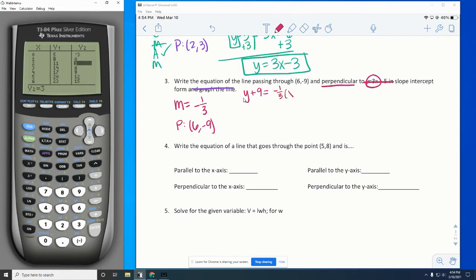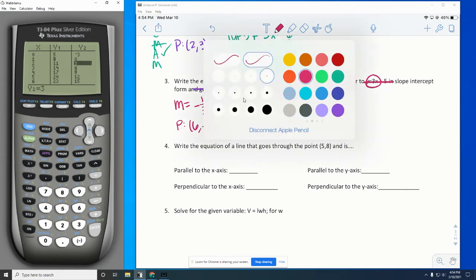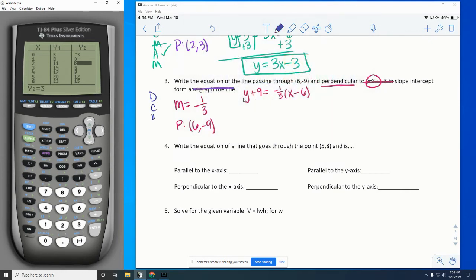M, x, opposite sign, x point. And from here, we're going to use our "don't call me after midnight" again. We're going to do the same 2 steps. So distribute, -1/3 times x, and negative 1/3 times negative 6. If you're not sure what that is, use your calculator. Negative 1/3 times negative 6 is a positive 2. The left side stayed the same.